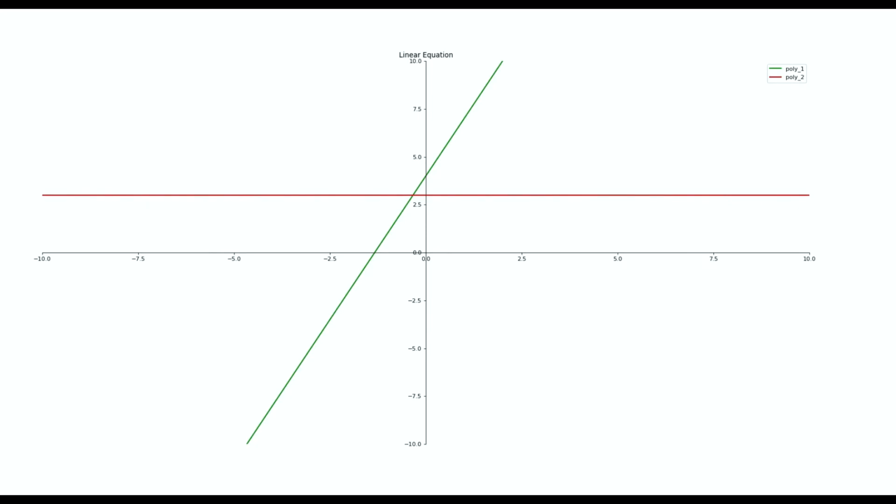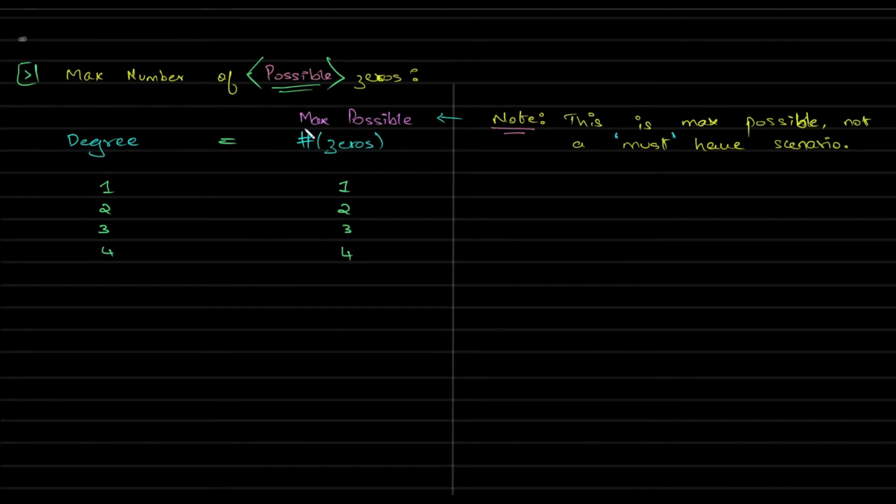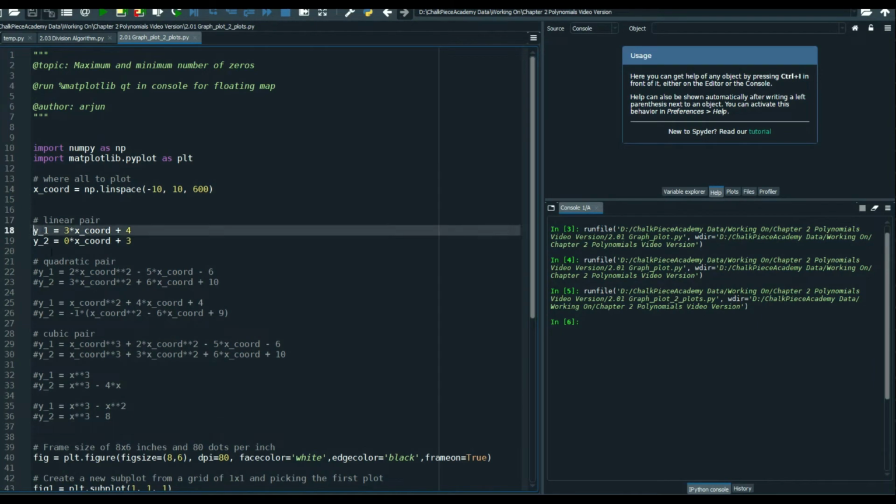So basically here what we saw was maximum possible zeros, meaning you can have zeros up to 1 but need not be 1. So possible zeros are 0 and 1 in this case. It means you can have no 0 if not 1 0. When it comes to linear equation, you can have either 1 0 if not no 0 at all. Make sense?